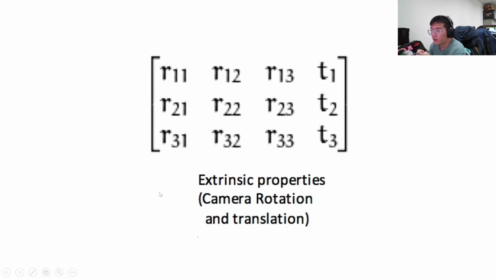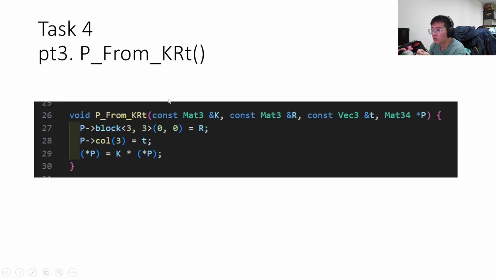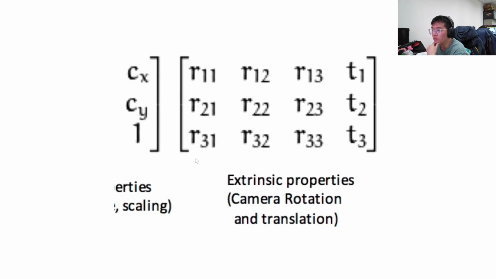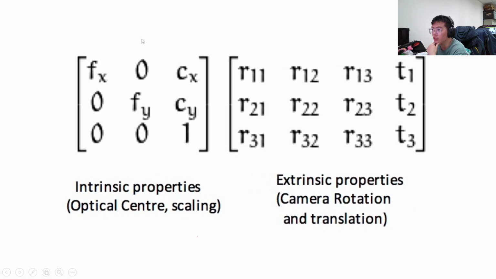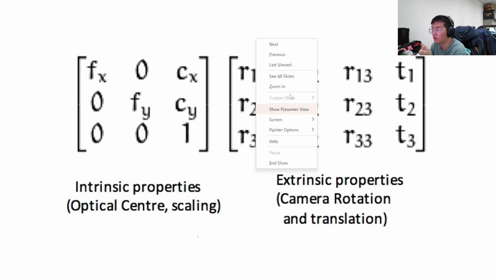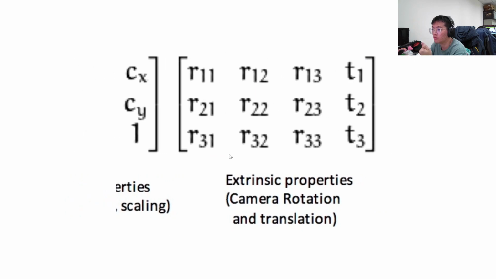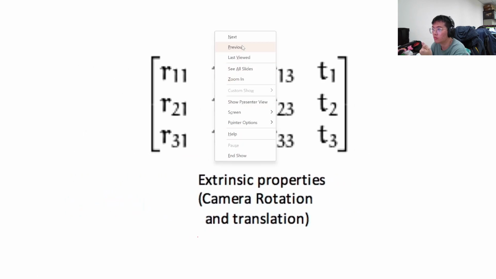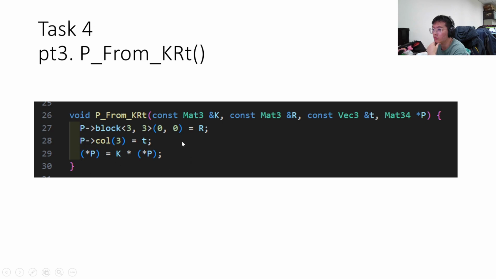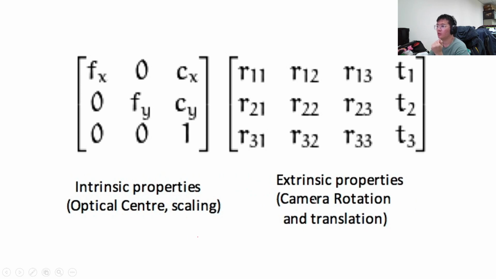Now let's look at the final part of the code, which is star P equal to K into, so K is our intrinsic matrix, and now we are just going to add. So this is the result we are going to get from this. This is the last function. Yep, that's it.